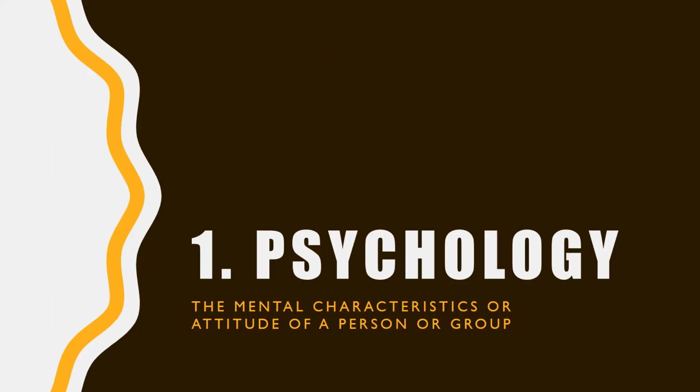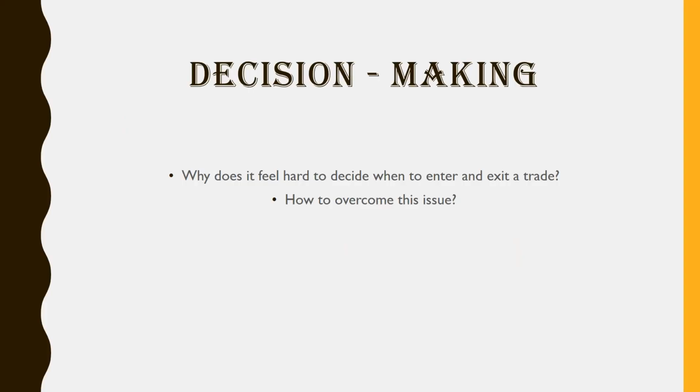First thing I want to touch is the psychological part. Psychology is defined as the mental characteristics or attitude of a person or a group. So why do we need to understand psychology? Well, our psychology defines how we make decisions during a live market, right? One of the important issues people face while trading is that we need confirmation to enter or exit a trade. We are never sure, we are never certain, like this is where I have to enter, this is where I have to exit. There is a reason why every one of us feels it is hard to decide when to enter and exit, even if we have some form of strategy of our own.